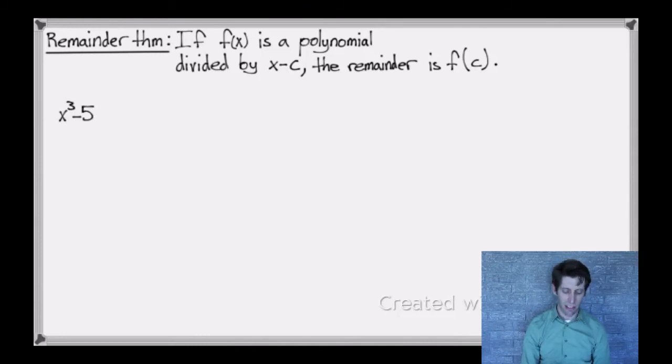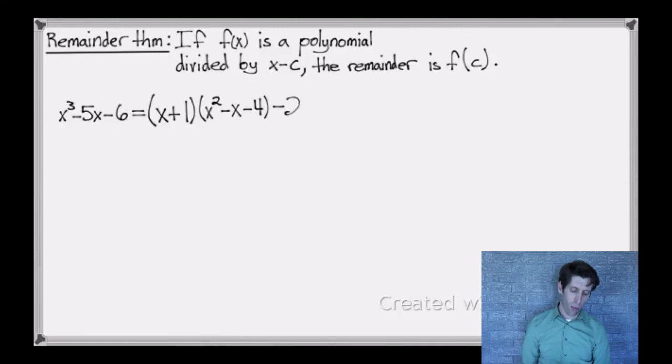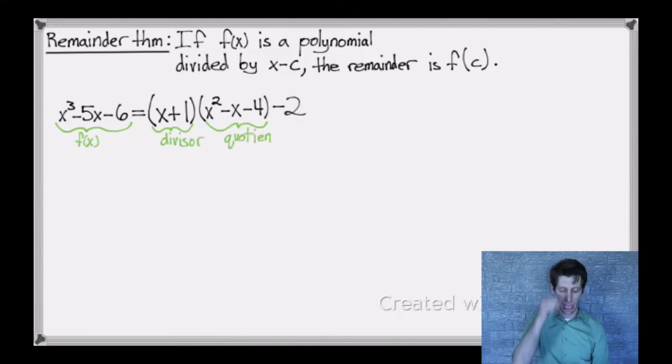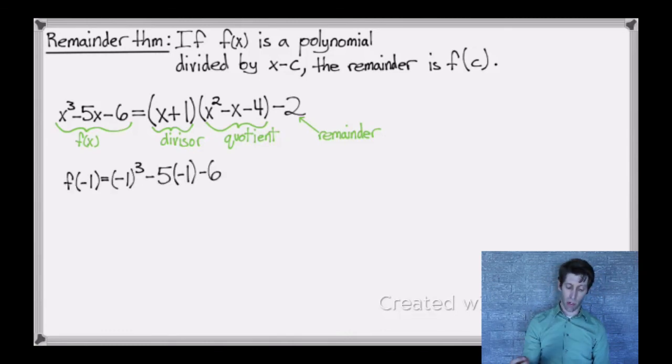If we look back at that last example, part A, what we had found out was that x cubed minus 5x minus 6 was the divisor, x plus 1, times the quotient, x squared minus x minus 4, minus the remainder, which was 2. So on the left-hand side here, I have f of x. What the remainder theorem claims is that if we just take negative 1 and plug it into the function, and we run the arithmetic here, minus 1 cubed is minus 1, plus 5 minus 6 is minus 2, which is exactly the remainder that we got from doing the division.